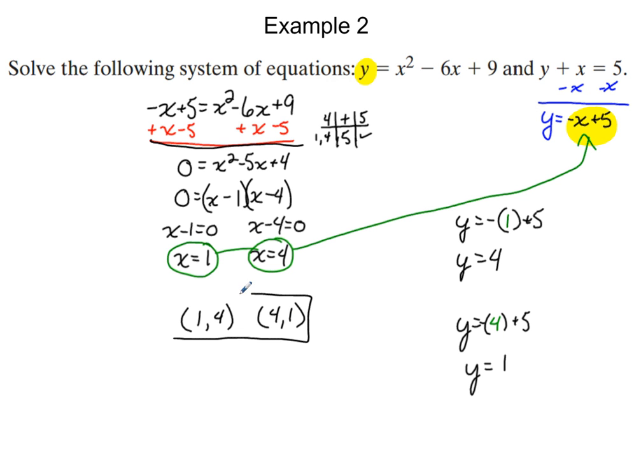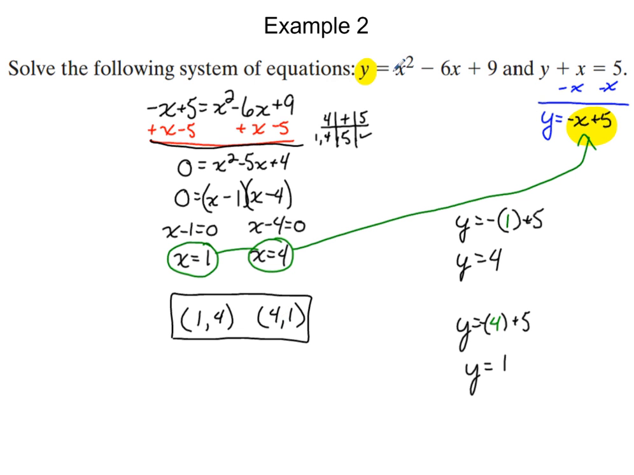So there are my two solutions for this system now. There are two numbers that make both of these equations true. Alright, and you can plug them in to make sure they work. Plugging in 1, 1 squared is 1, 1 minus 6 is -5 plus 9 is 4. So that one works for that equation. 1 plus 4 is 5. 4 plus 1 is 5. So this one works for this one.